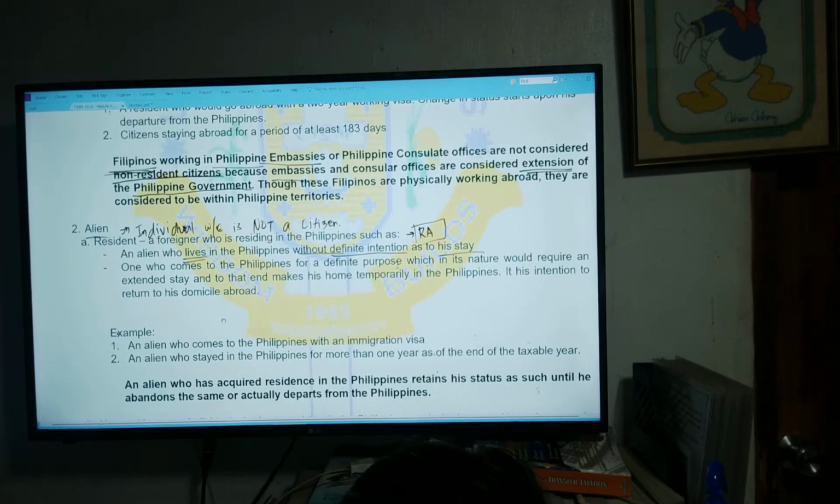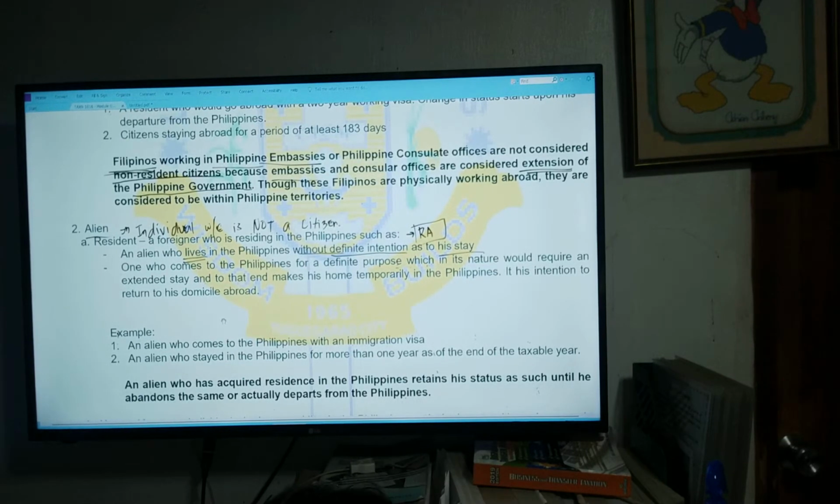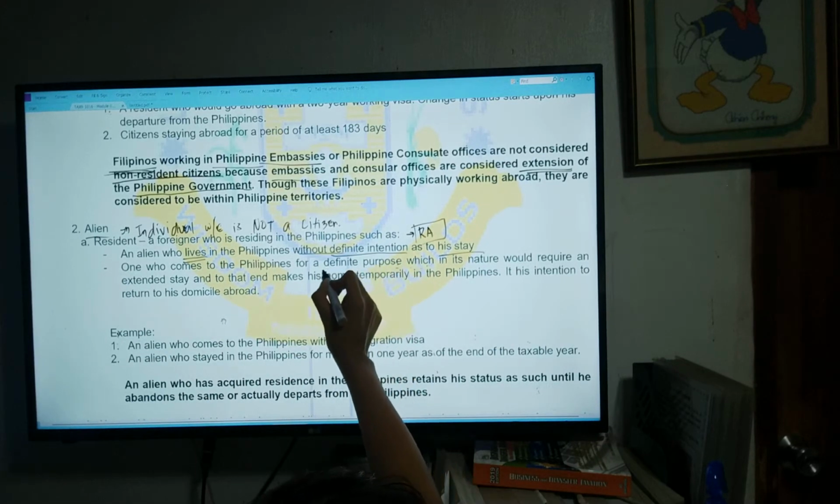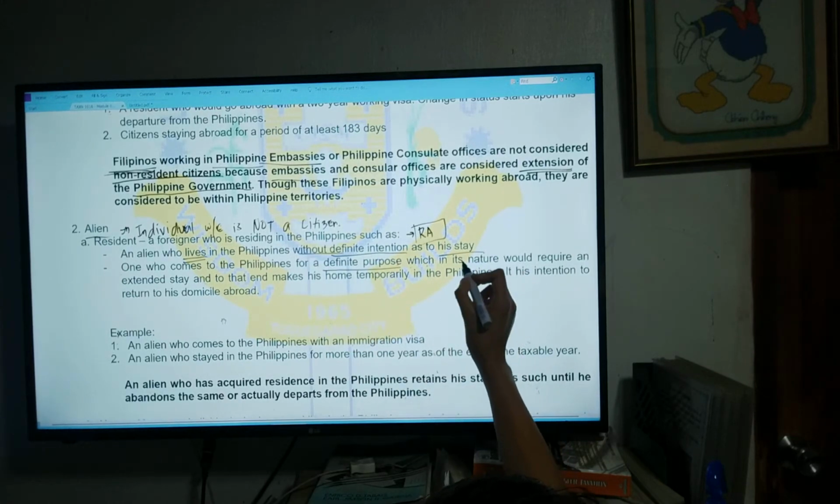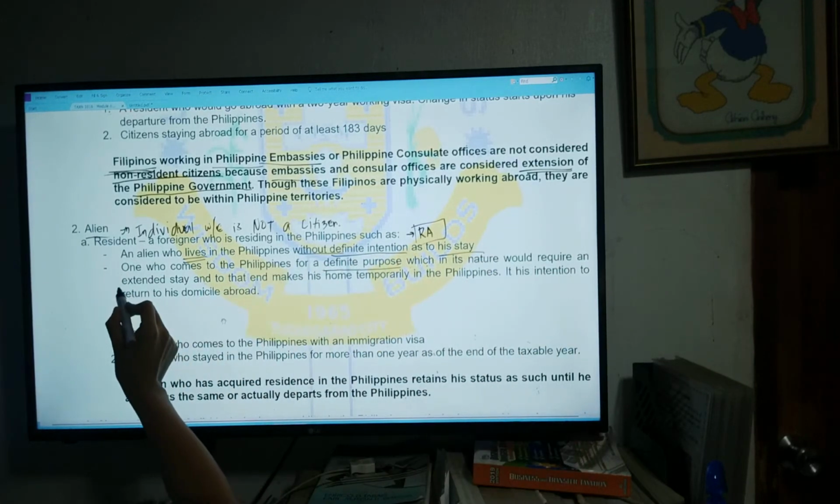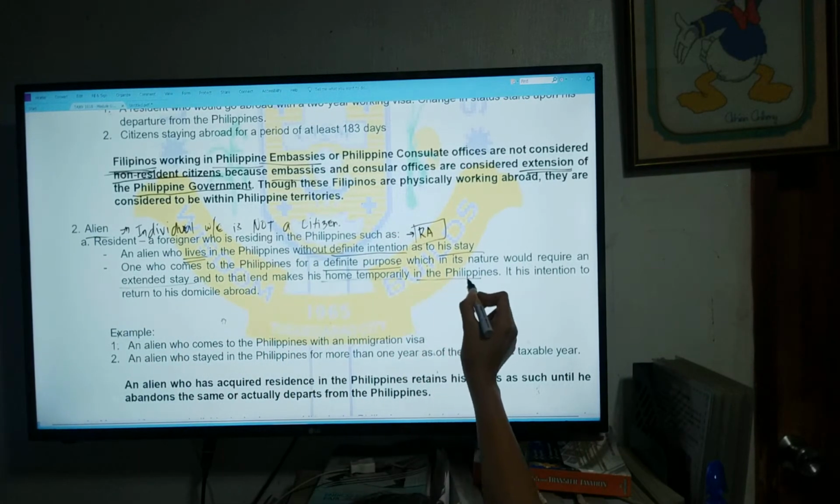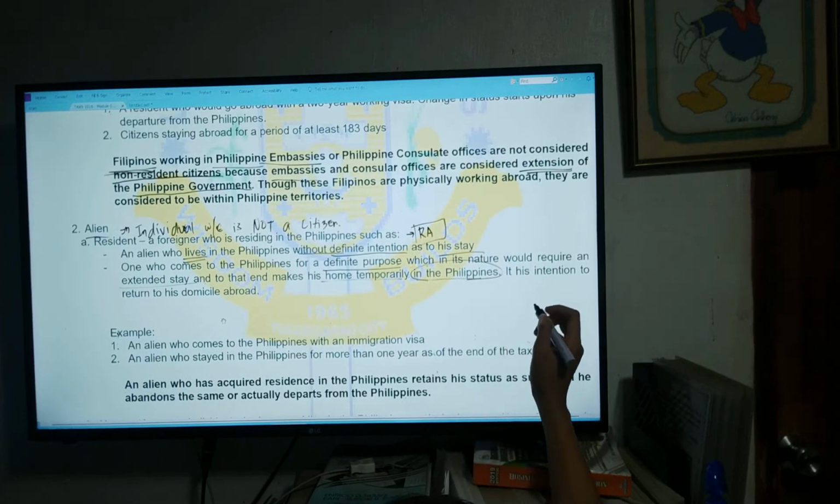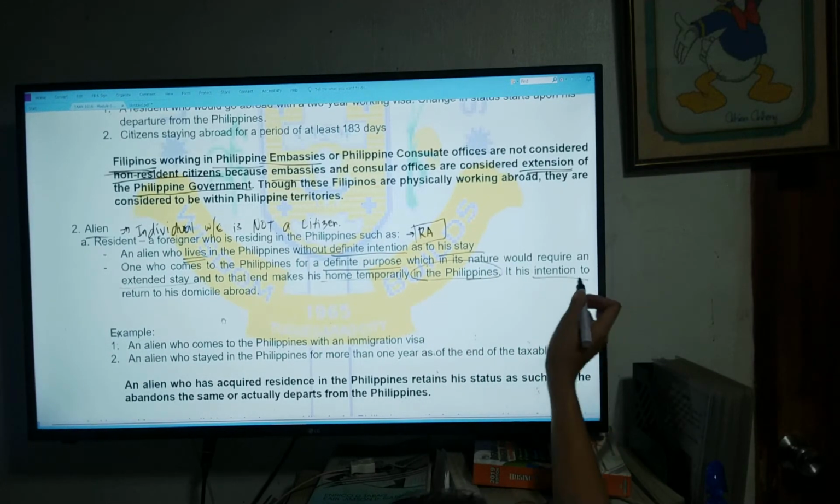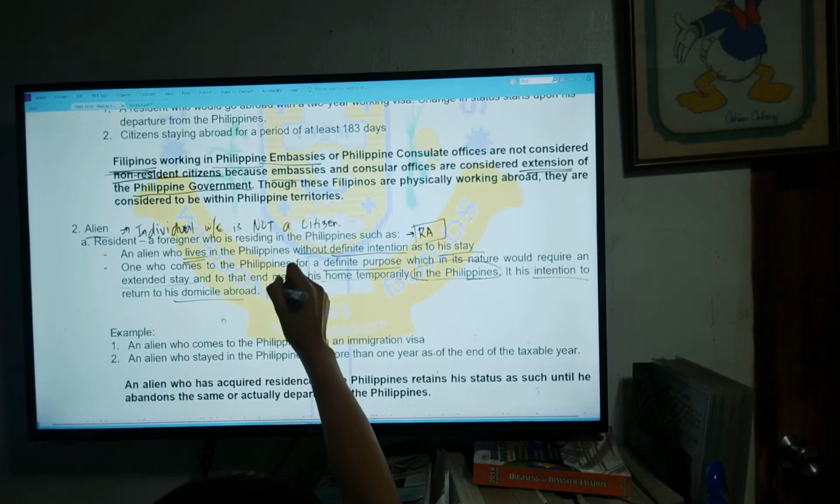So, kung hindi naman natin malaman kung ano yung dahilan kung bakit niya naisipang manirahan dito sa Pilipinas, okay, as long as naninirahan siya dito sa Pilipinas, okay, he is considered a resident alien. Next, one who comes to the Philippines for a definite purpose, which in its nature would require an extended stay. Okay, and to that end makes his home temporarily in the Philippines. Okay, it is his intention to return to his domicile abroad later.